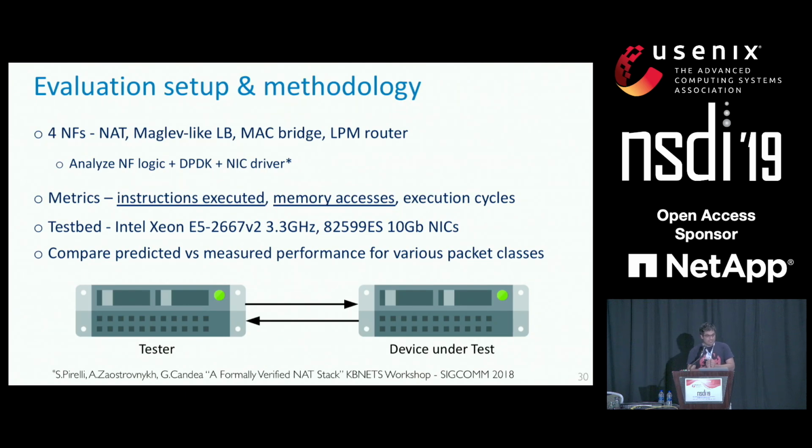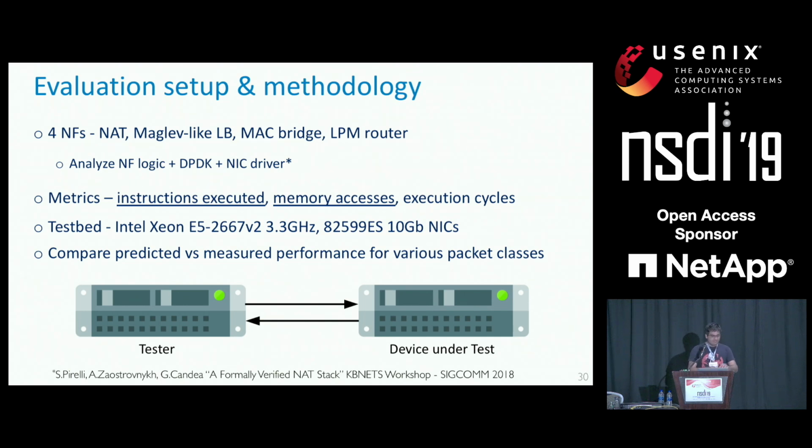So in our evaluation, we test Bolt on 4 NFs, a NAT, a Maglev-like load balancer, a MAC learning bridge, and an LPM router. And here, when we generate the contracts for each of these individual NFs, we analyze not only the core NF logic, but also the DPDK packet processing library and the NIC driver. And our contracts quantify performance in terms of 3 metrics. In the interest of time, I will only be displaying the results for the first 2. You can refer to the paper for more details.